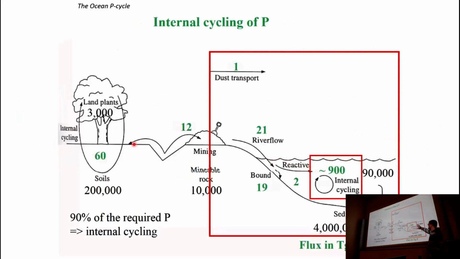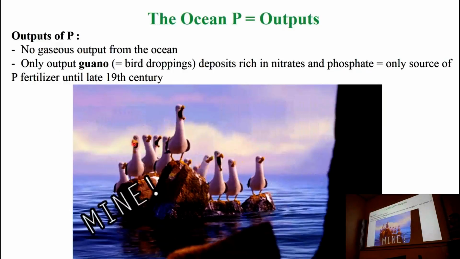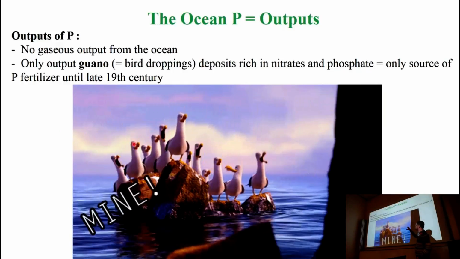So that's this internal cycling flux, which is massive. Now we're going to talk about outputs. We talked about inputs.